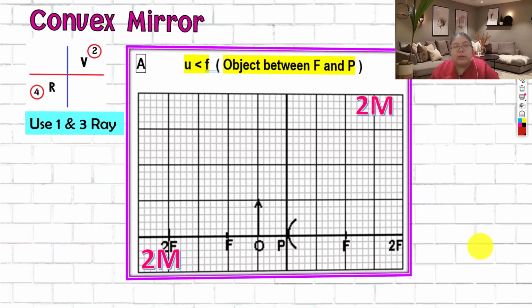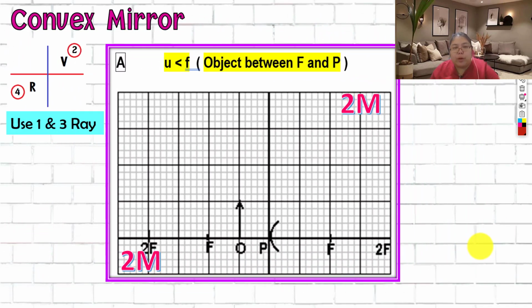The convex mirror just has one type of characteristic. It is not the same as the concave, because when you move the object to a different location, you can get a different image, virtual or upright. This one, no. It just has one type, and it must be the same as just now: virtual, upright, and diminished.